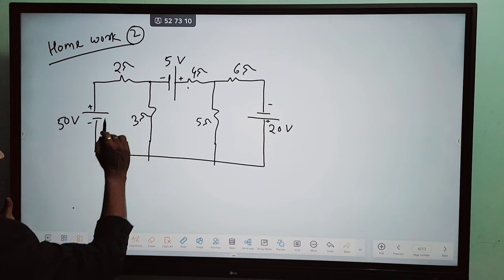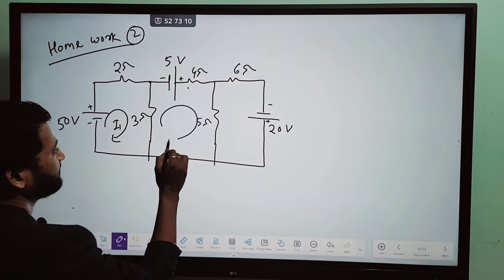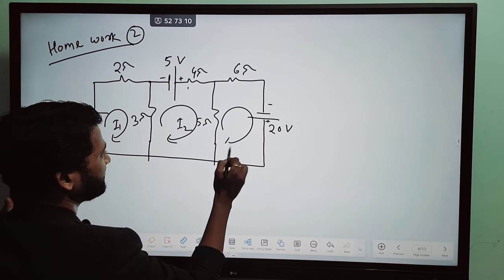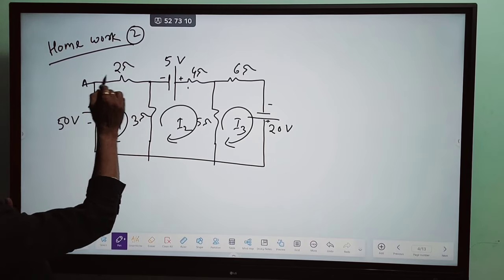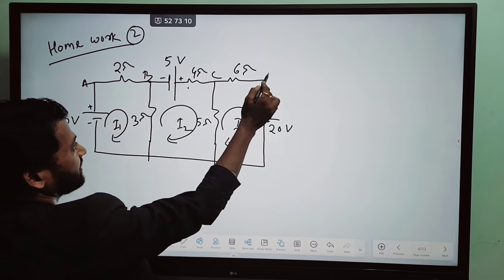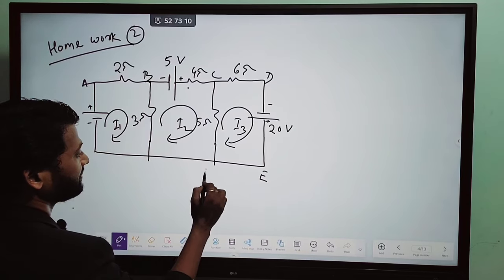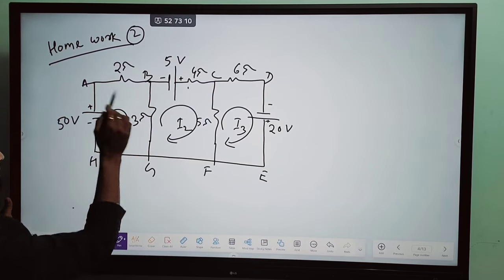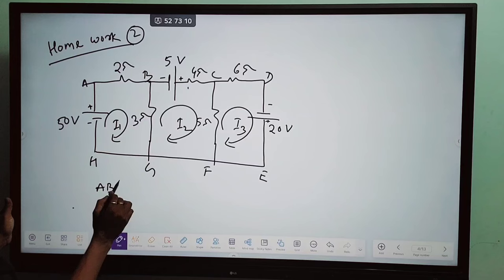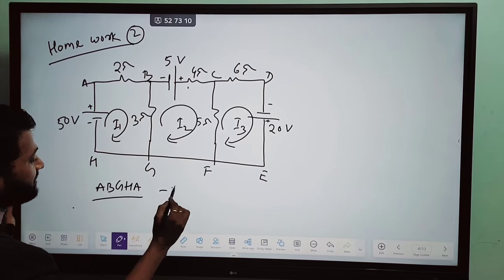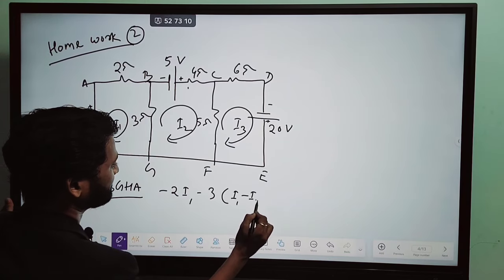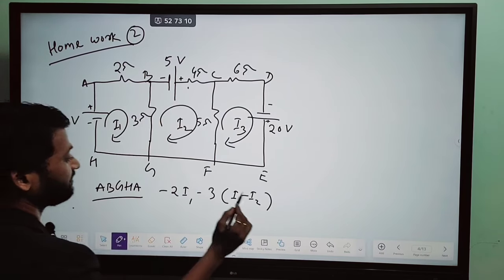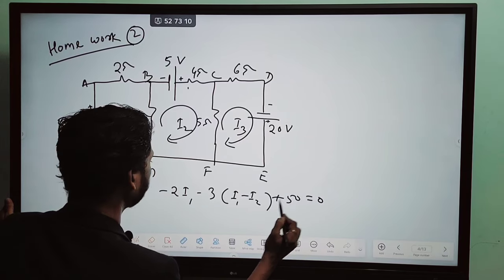I am giving some hints. Look, mesh 1 current is I1, mesh 2 current is I2, mesh 3 current is I3. I am only writing the equations. Name the points A, B, C, D, E, F, G, H. The first mesh is A, B, H, A. So this will be minus 2 I1, minus 3 (I1 minus I2), which is the common branch. Then plus 50 will be 0.